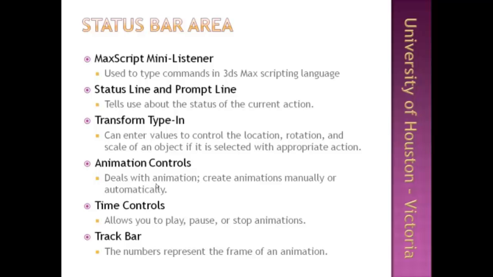Next to it is a track bar. The track bar is basically labeled with the numbers that represent the frames in an animation, and it essentially shows you in which part of the timeline of the animation your current frame is, and it also displays keyframes for a selected object.